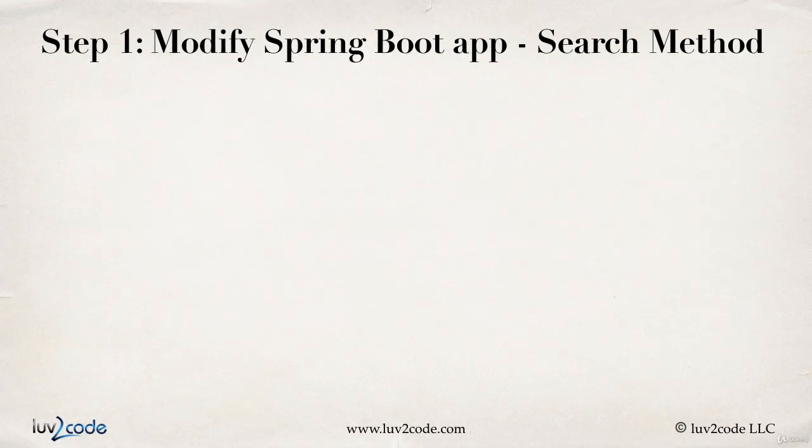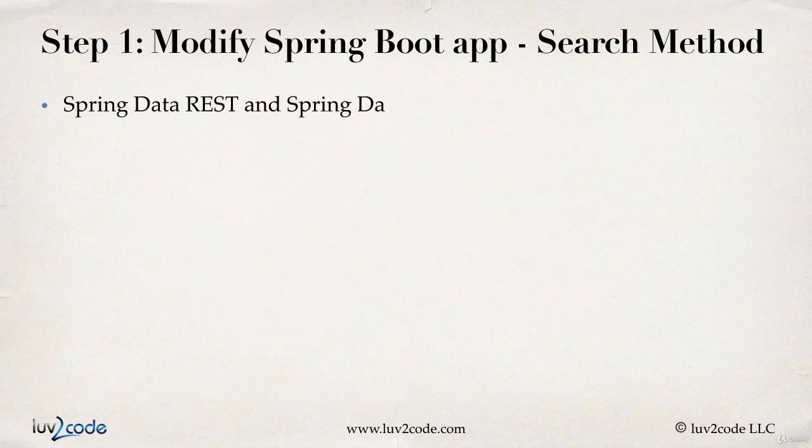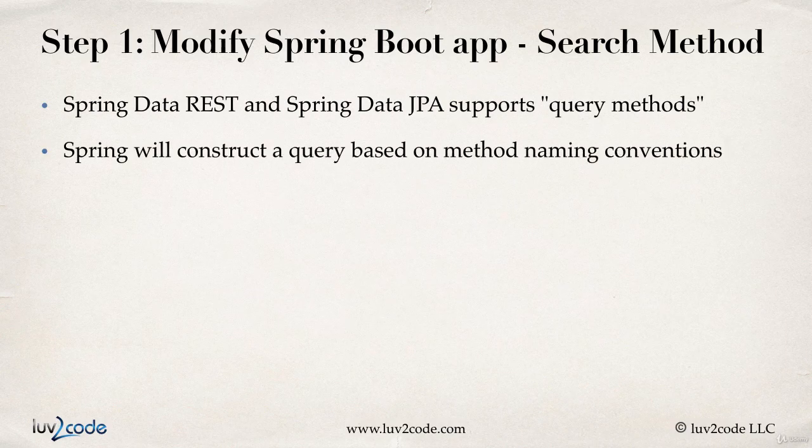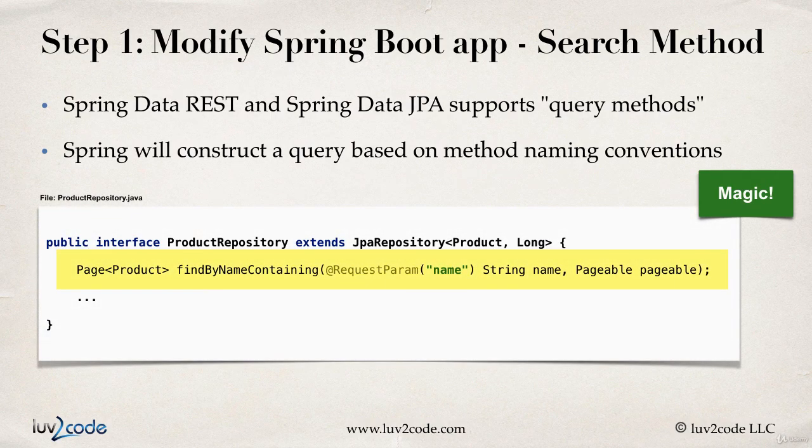Alrighty, step one of modifying the Spring Boot app for a search method. Remember that Spring Data REST and Spring Data JPA support query methods. Spring will construct a query based on method naming conventions. And remember, this is all that Spring magic. So here's our product repository. We'll have this new method here, findByNameContaining, and then we'll pass in the actual name.